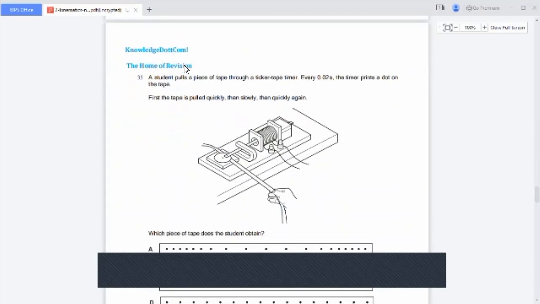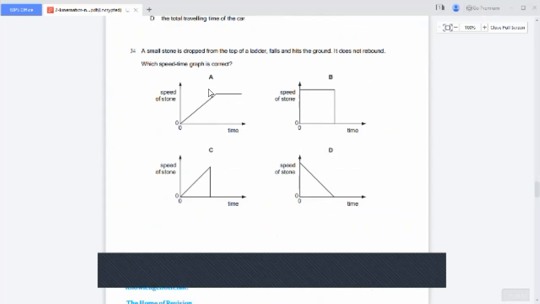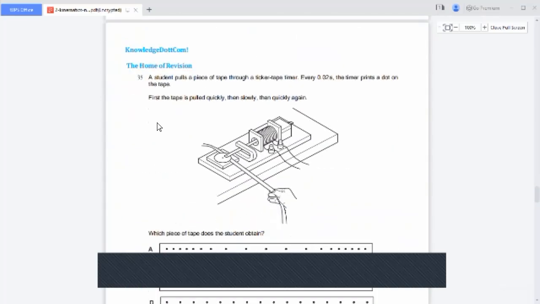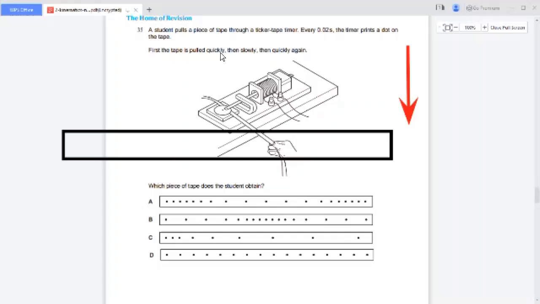Let's move to number 32. Oh sorry, it's not 32, it's 34, then 35. Okay, now question number 35 states that a student pulls a piece of tape. Here is a piece of tape, you can see, and the student pulls it through a ticker tape timer.